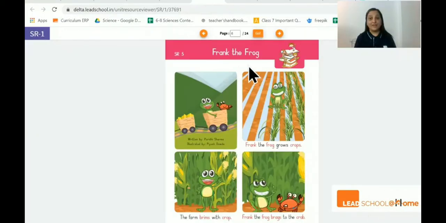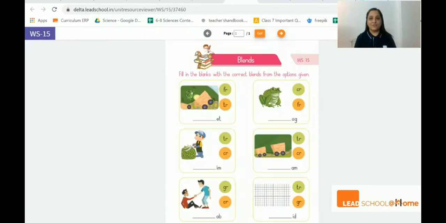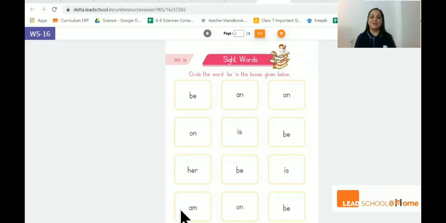So parents, today after the class, please show them the video that I have shown you, and please show them the different planets which are there on SR11 so that they can understand about our solar system. In literacy, please read the story Frank the Frog the way I have shown you. In phonics, please help them complete this worksheet in the same pattern the way I have done it during the class. Please help your child complete the worksheet on sight words the way I have shown.